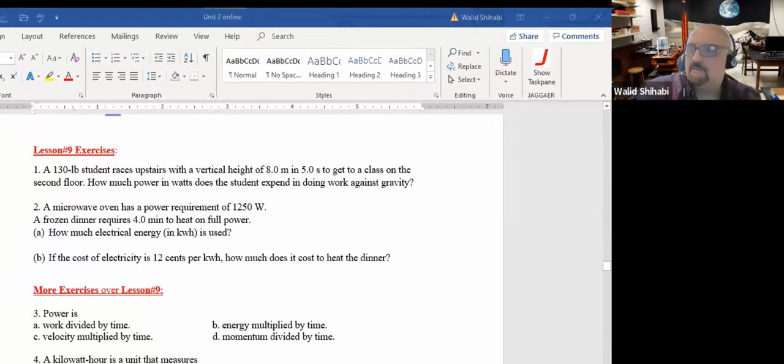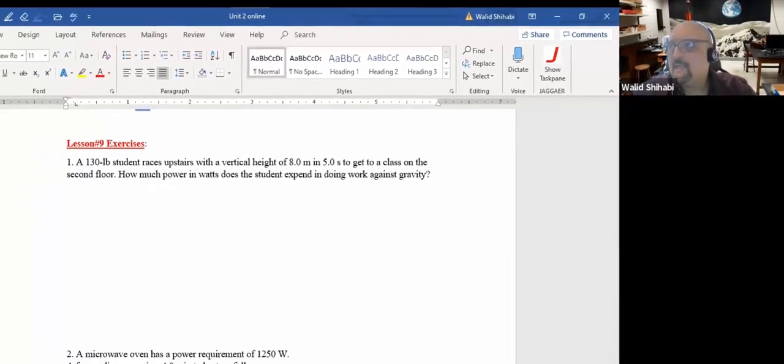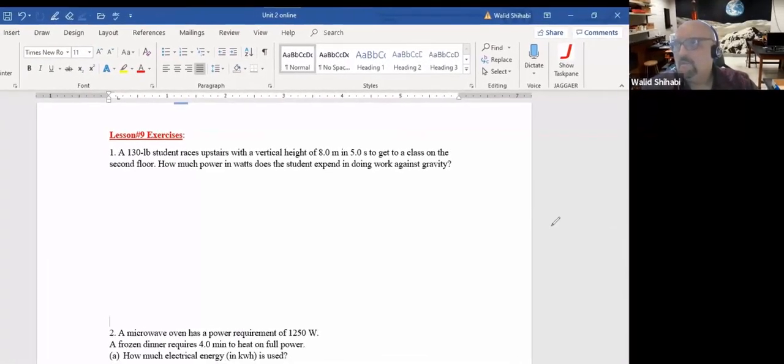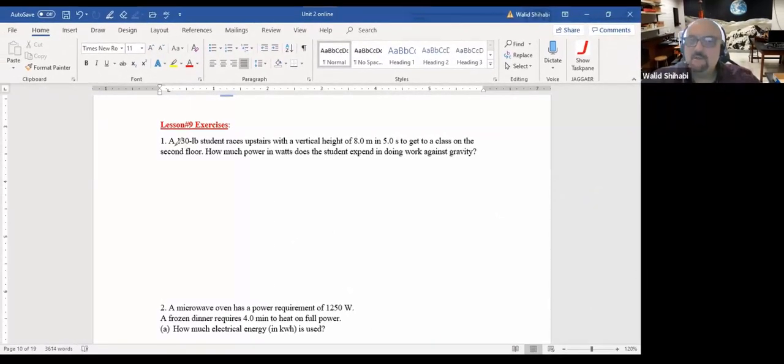doing today, this week. So here, a 130-pound student races upstairs with a vertical height of 8 meters in 5 seconds to get to the class on the second floor. How much power in watts does the student expend in doing the work? Now notice here, you are given the weight in pounds, and in the experiment, you'll be actually converting your weight in pounds to Newton. So the force has to be in Newton.